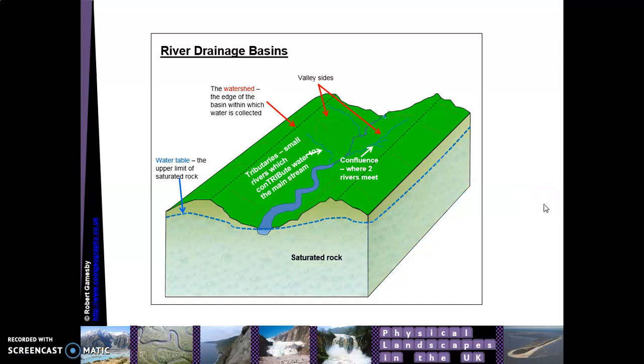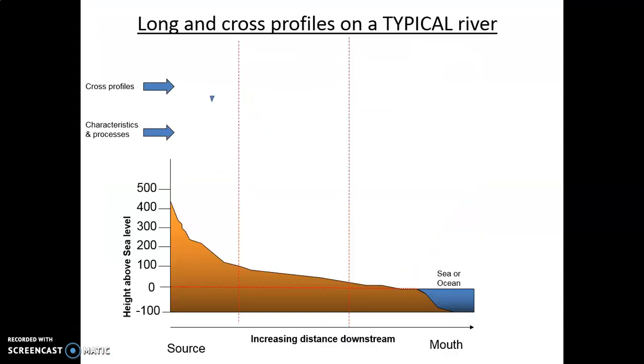So if we are to look at rivers, they have what we call long and cross profiles. A long profile is the profile along the length of the river. That's how I remember it. So long profile, along the river. A cross profile is looking as if you were stood in the river and you were looking up where the river's coming from. So that's looking across the river.